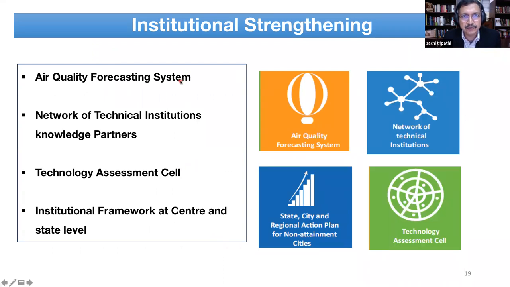Then there is additional institutional strengthening which has been proposed in the Clean Air Program. For example, a forecasting system: currently a very good forecasting system is created by the Ministry of Earth Sciences. Definitely NCAP will benefit from that. Then NKN falls under this. Then there is also a need to have a technology assessment cell, because many times one has many options to choose a technology. So in that case, a technology assessment cell is also required, so that a technology which suits the purpose can be chosen.